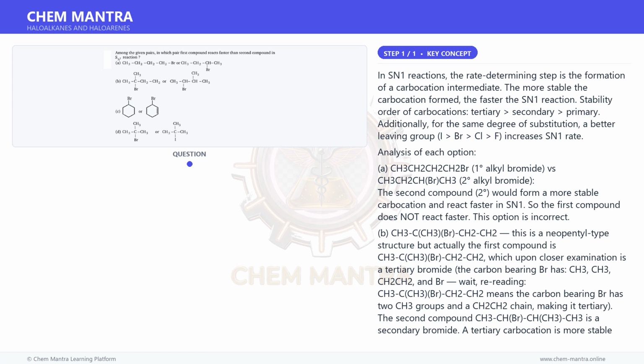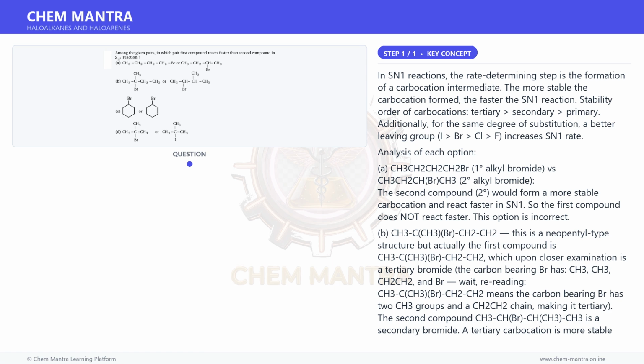C. Bromocyclohexane, secondary cyclic, versus 3-bromocyclohexene, allylic secondary. The allylic bromide would form an allylic carbocation which is resonance stabilized, making it more stable and faster in SN1 than the simple secondary cyclohexyl bromide. So the second compound reacts faster, not the first. This option is incorrect.